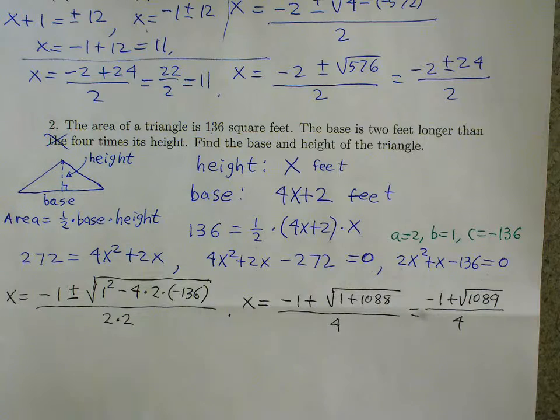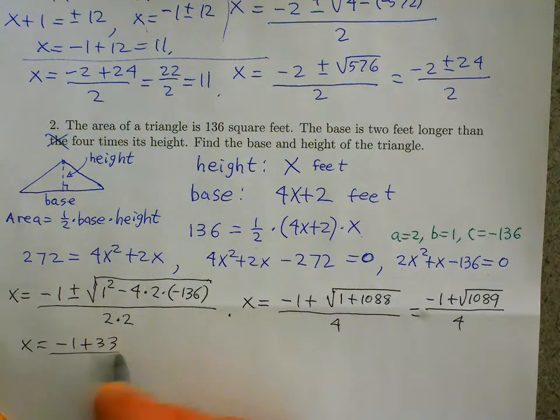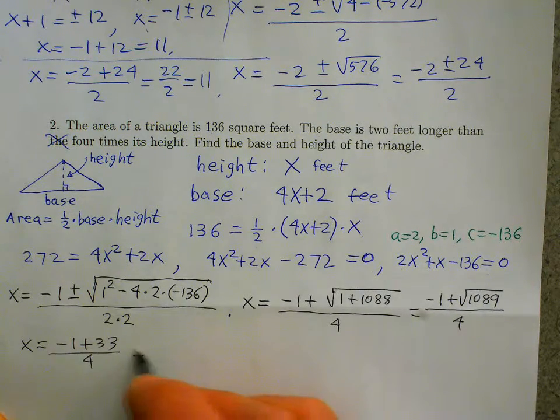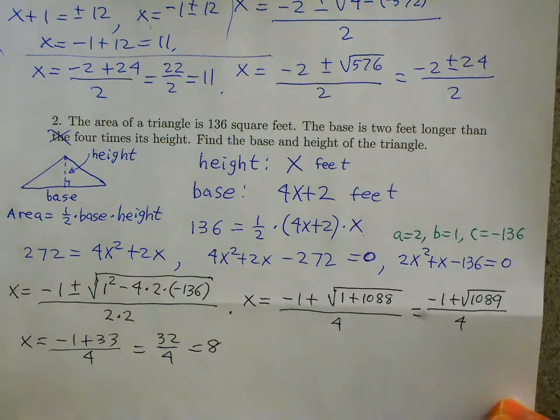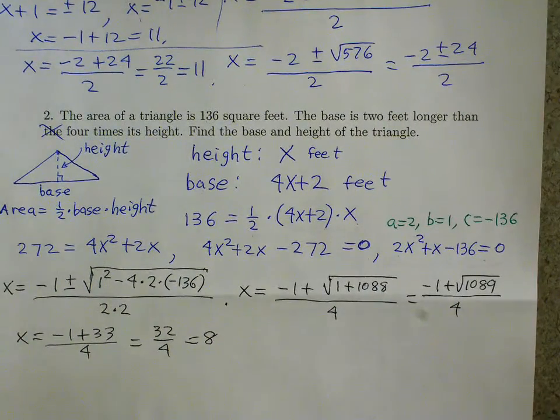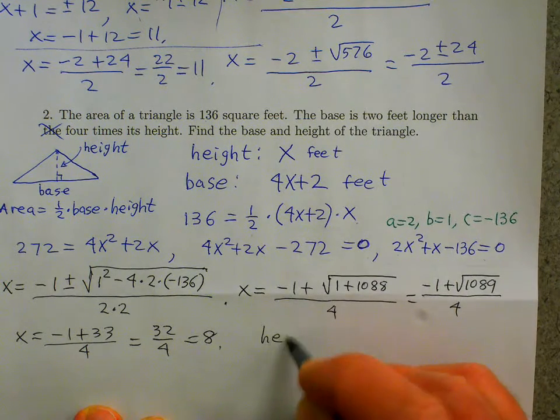1089 is a perfect square. The square root of 1089 is 33. Yeah, I think that's right. So we get x equals -1 plus 33 divided by 4. -1 plus 33 is 32. And 32 divided by 4 is 8. Okay, so the height of the triangle is 8 feet. So the height is 8 feet.